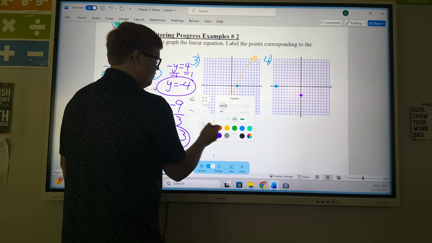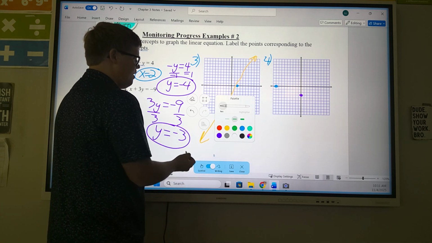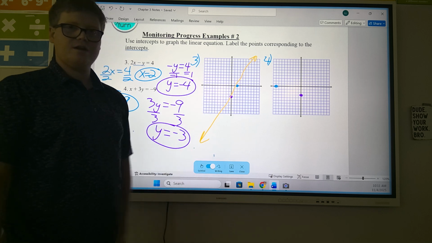We gotta use green instead of yellow. Okay, and now all we have to do is connect our dots and make our line.